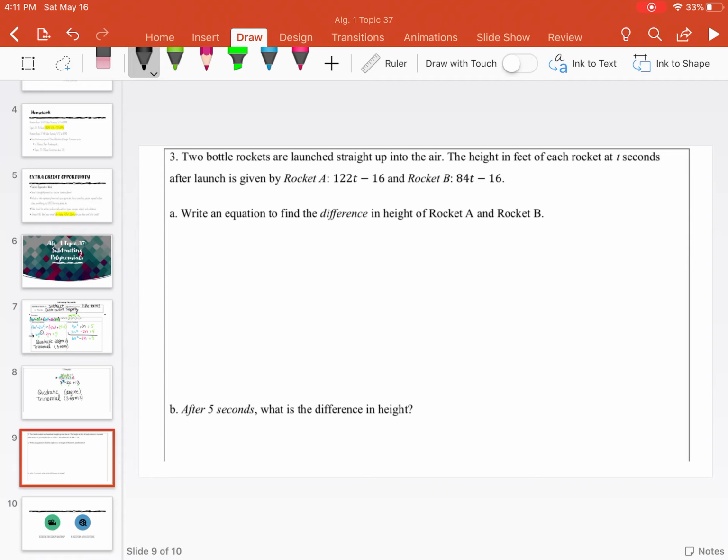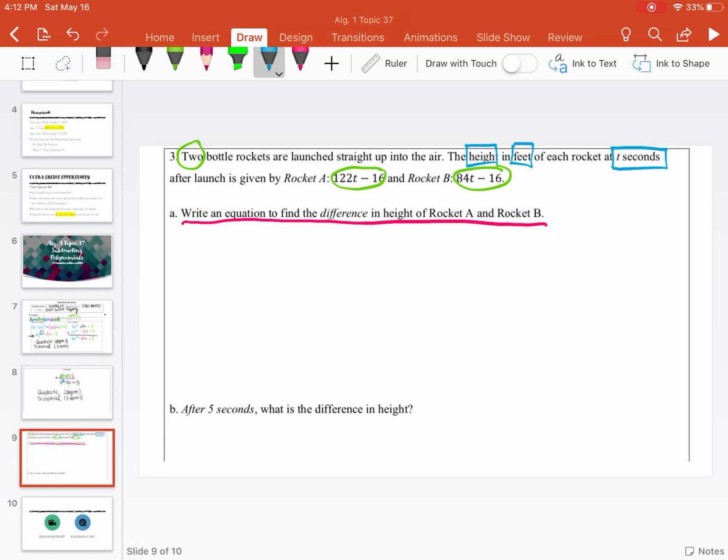What we're first going to do is apply CUBES. So we're going to circle any numbers that we see. Then we're going to underline our question, which is that we're asked to write an equation to find the difference. Then we're going to box any important words. The height in feet, so we know our unit, of each rocket after t seconds. T represents our time here. We have specifically rocket A, and we're dealing with rocket B.